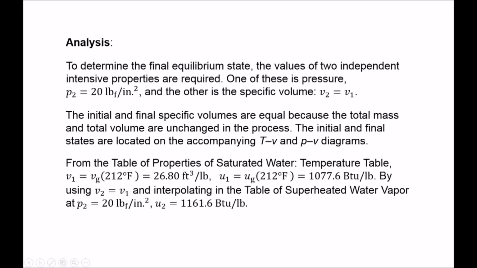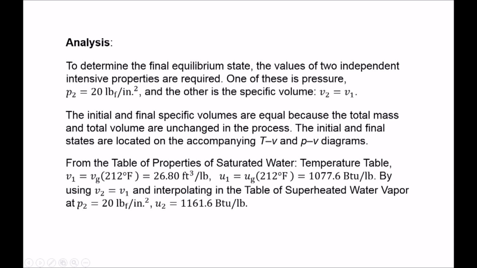From the table of properties of saturated water with a temperature index, small v sub 1 equals small v sub g at 212 degrees Fahrenheit, which is equal to 26.80 feet cubed per pound, and small u sub 1 equals small u sub g at the same temperature of 212 degrees Fahrenheit and equal to 1077.6 BTU per pound.